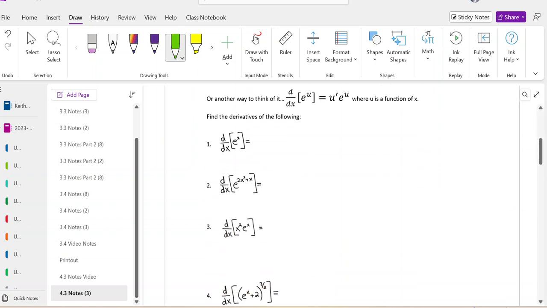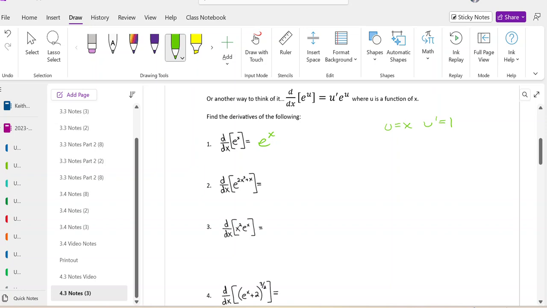So, for example, the derivative of e to the x, well, that's equal to e to the u. U would be equal to x, so u prime would be 1. So basically it's e to the x times 1, which is just e to the x.